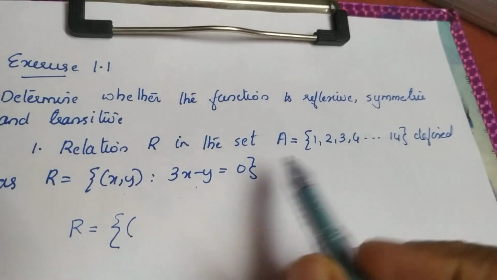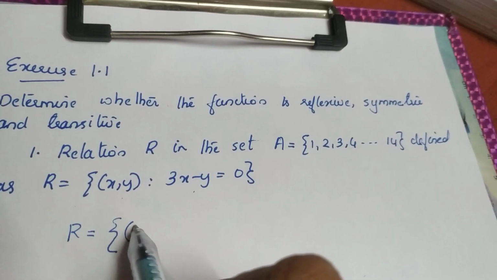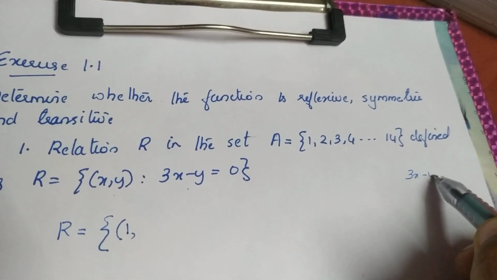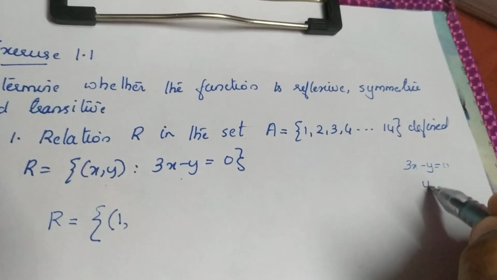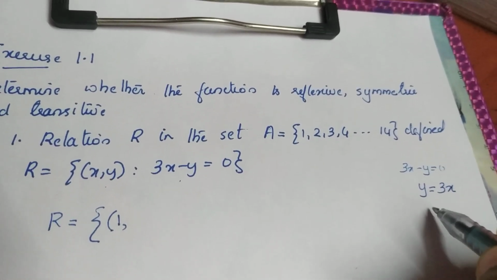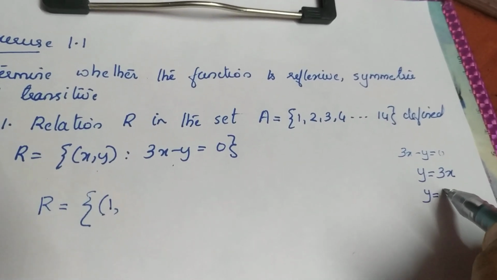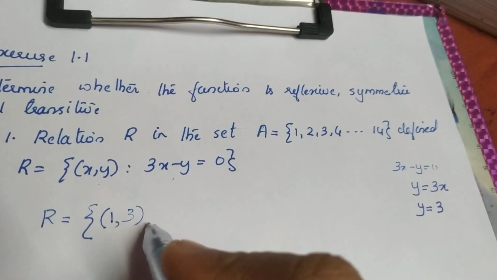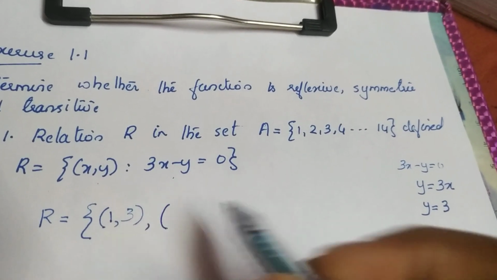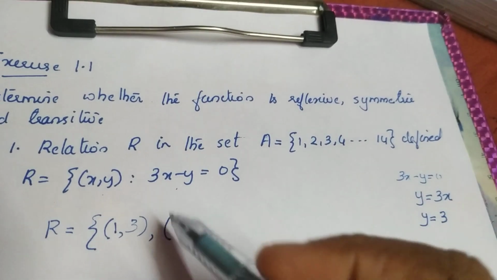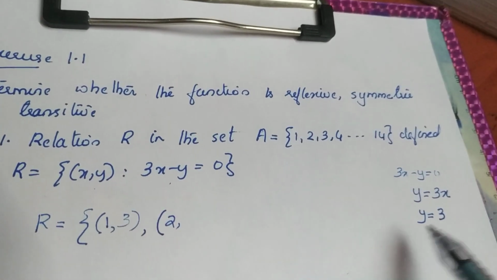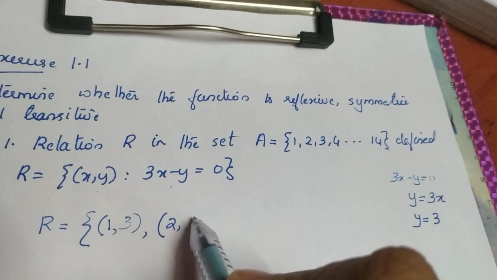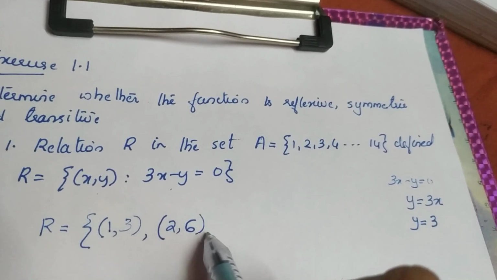Okay. So the first element in A is 1. So we will put the value of x as 1. So 3x minus y is equal to 0 gives y as 3x, right? So when we give the value of x as 1, y will be equal to 3 times x, which is 3. So (1, 3) will be the first element of R. And the next one, we have to put the value of x as 2. When x takes the value 2, y will be 3 into 2, which is 6.